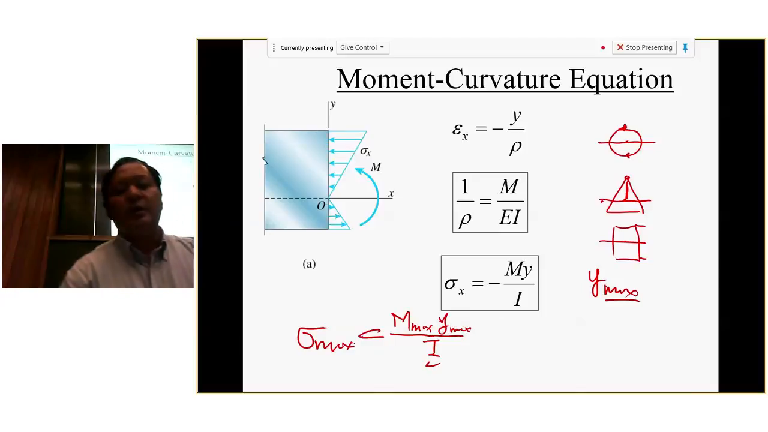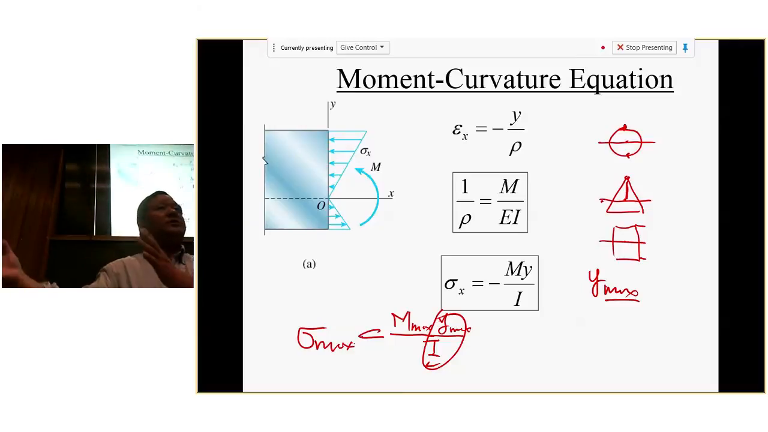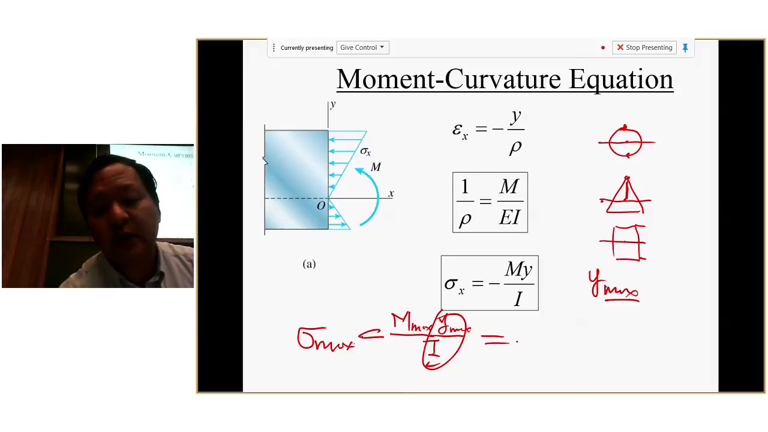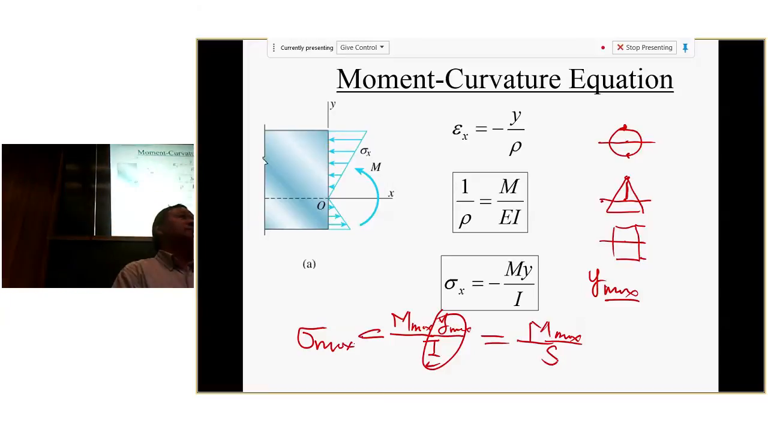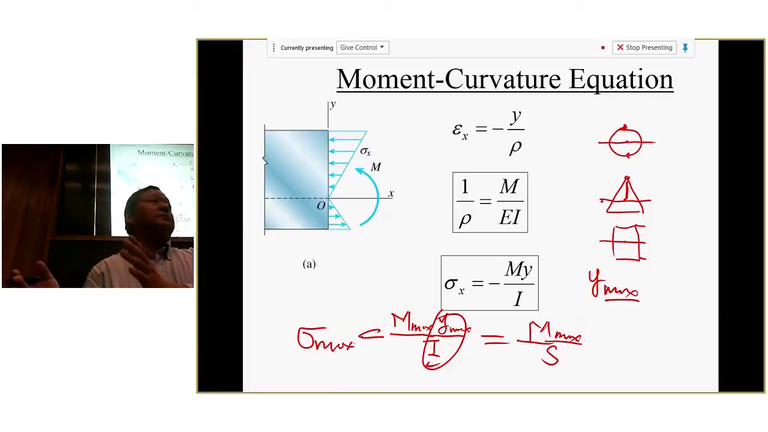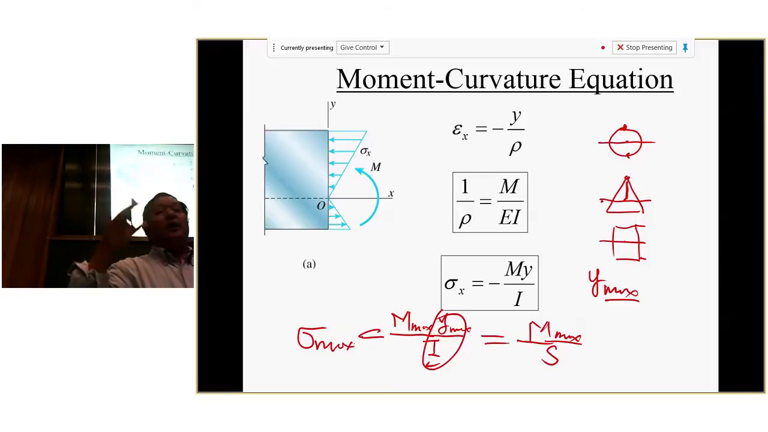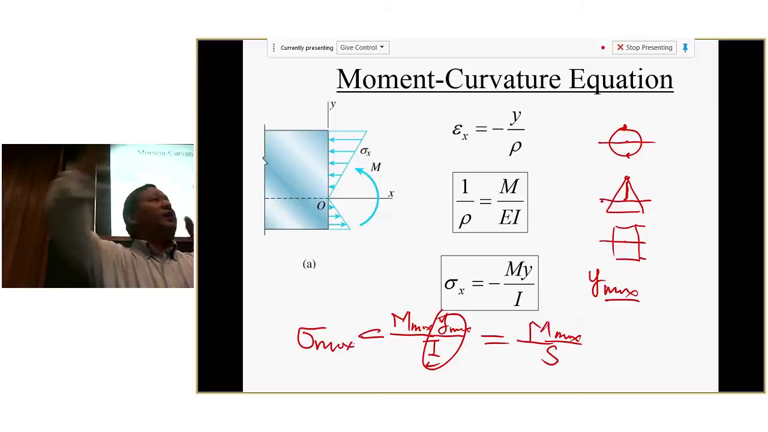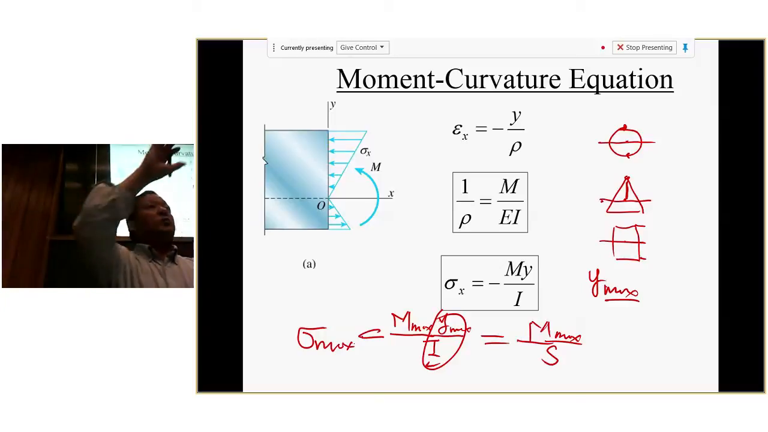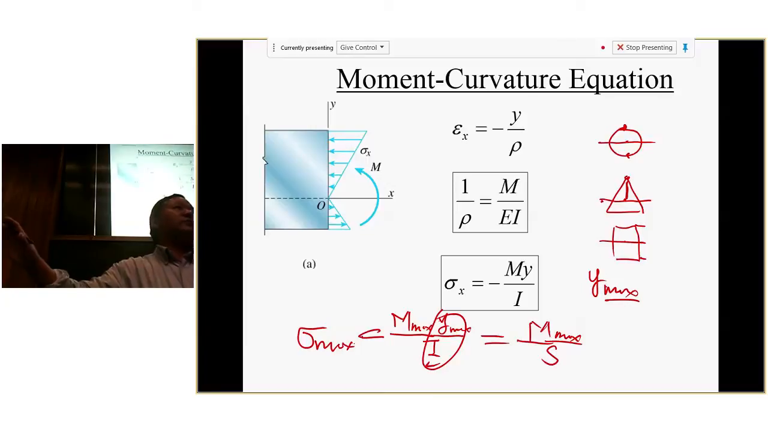So for this reason, we can combine these two terms because they all depend on geometry. We call it the section modulus. So I change this to M maximum over the section modulus, S, right? Because the character is a parameter related to the geometry. So for any given shape, you can always find the I value, the moment of inertia. Also, you can find the S value. So you can set up a table in advance, for all different given shapes, what's the I value, what's the S value, right?